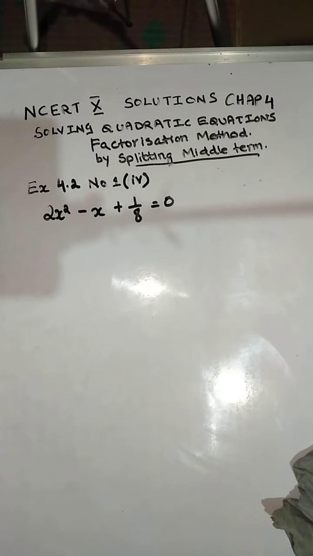We shall be continuing with quadratic equations from the NCERT book of class 10, solutions on chapter 4, where we are solving quadratic equations through the factorization method, which also means splitting the middle term. And it's exercise 4.2, number 1, sub number 4.